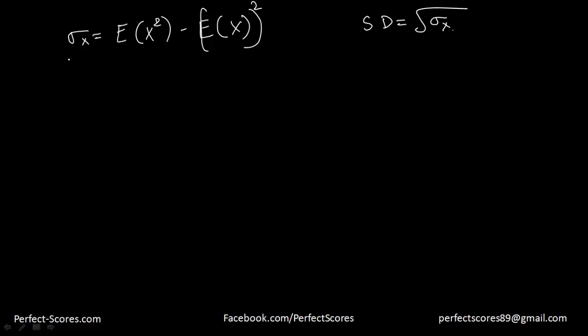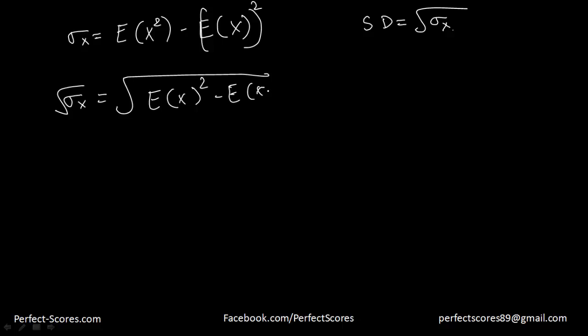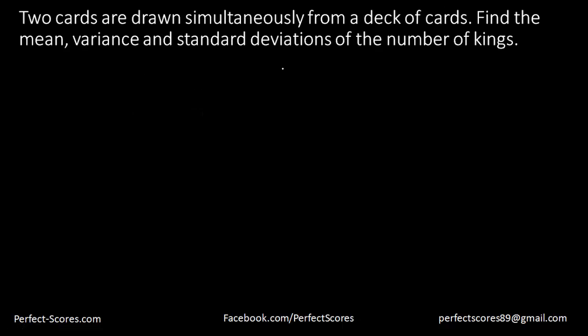So the standard deviation of this is going to be equal to the square root of this whole expression here. Now let's go ahead and calculate that. This question says that two cards are drawn simultaneously from a deck of cards. Find the mean, variance and standard deviation of the number of kings.